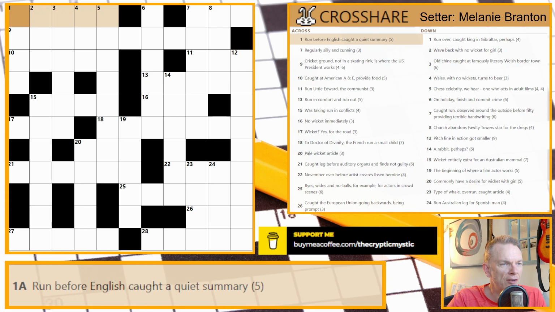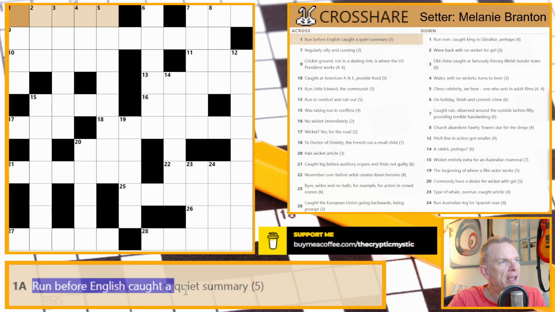Cool, let's get started. So with one across, we have "run before English caught a quiet summary." So if you're paying attention, run is straight out of cricket, and caught is also straight out of cricket. They're usually abbreviated to an R and a C. So where do you think the definition is here? Probably at this end then, because the wordplay looks like it's going to be here.